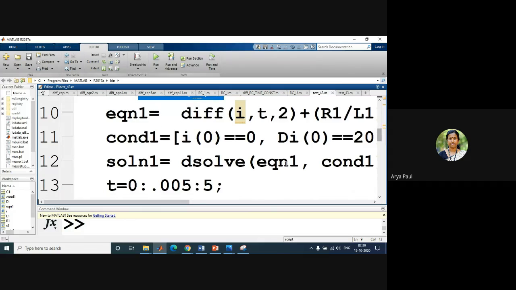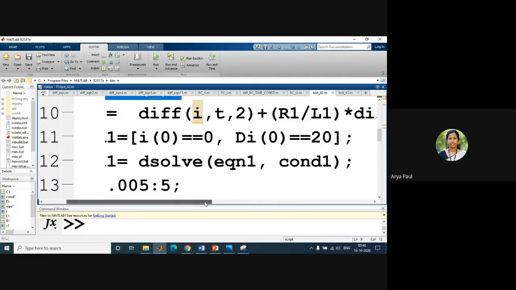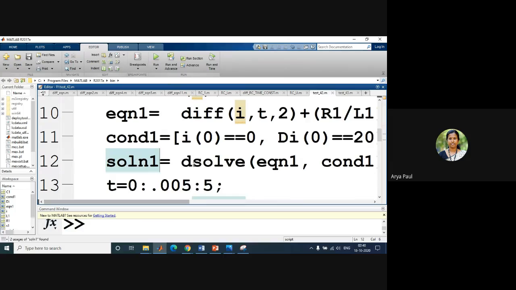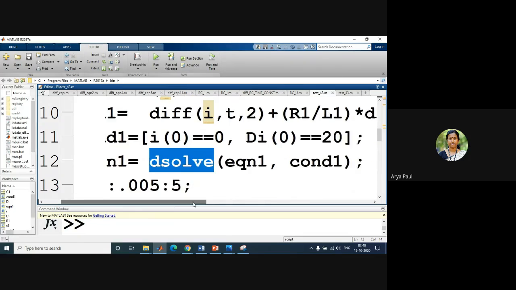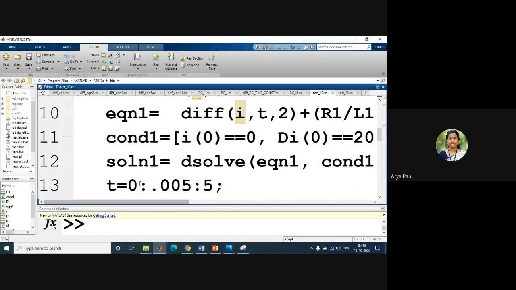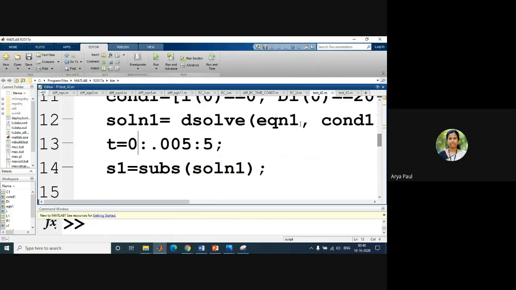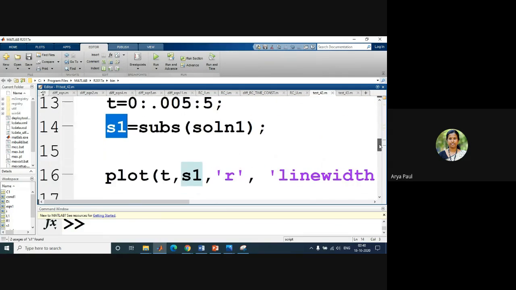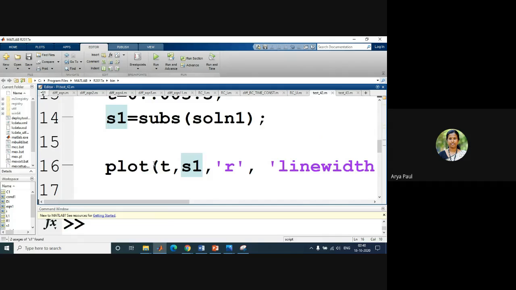Okay, now the condition I have also specified. Now I can solve using dsolve, equation 1 comma condition 1. Now you specify a range for t, 0.005 to 5, from 0 to 5. Using subs you can convert it into a numerical variable. Now plot s1, t comma s1. T is the x-axis and s1 is the y-axis. Time is the x-axis and s1 is the y-axis.